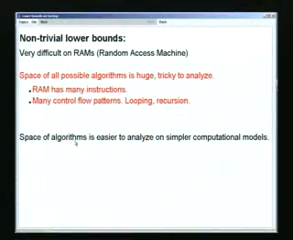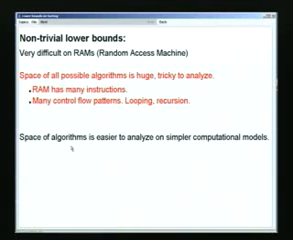So here is what is typically done. We define a simpler computational model, which doesn't have that many instructions and doesn't have that many control flow patterns. So we define such simpler computational models, and then we analyze that.